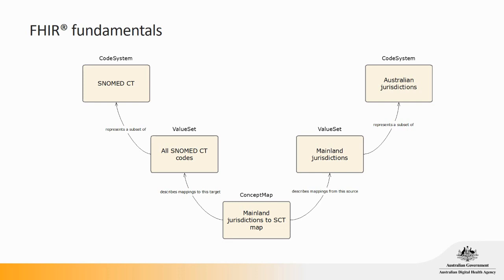Finally, a concept map represents the relationship or mapping between codes into different value sets. Here I have a concept map for my local value set of mainland jurisdictions, which we will call the source, to SNOMED CT, which we will call the target. The mapping is in one direction, usually from source to target, and the map also contains information about how equivalent or not those concepts are.